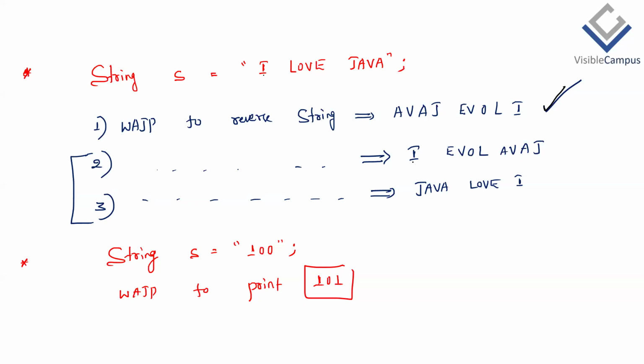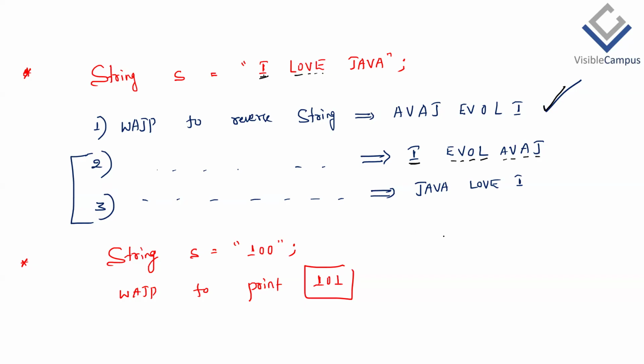Then what is the next thing we are reversing? We are reversing each word in the same place. "I" is a single letter, therefore it will stay as it is. But when it comes to "LOVE", it has to become the reverse of "LOVE" in the same position. Then "Java" also has to become its reverse in the same position.